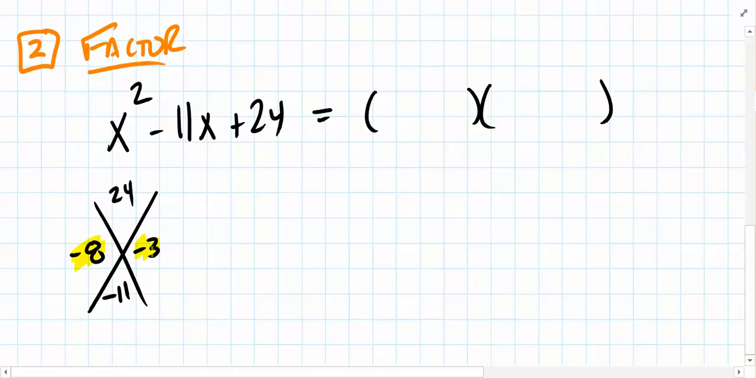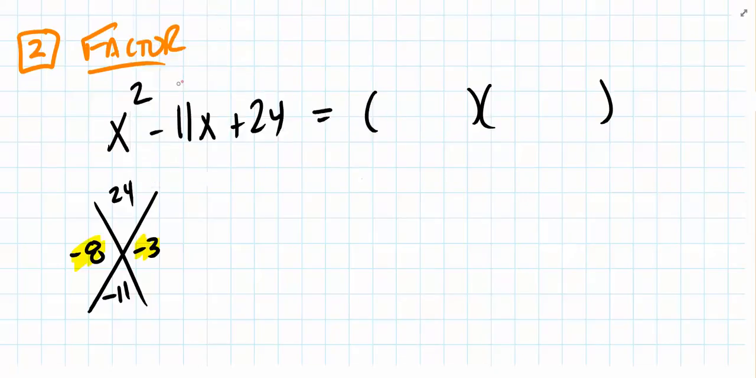The product is better to figure out first, right? What times what is 24? That'll help you out. Okay, so we think it's negative 8. Let's check. Negative 8 times negative 3, that's positive 24. And then negative 8 minus 3 is negative 11. Great. So how do I write that out in my answer?